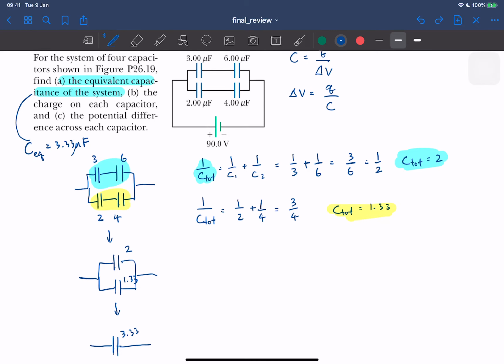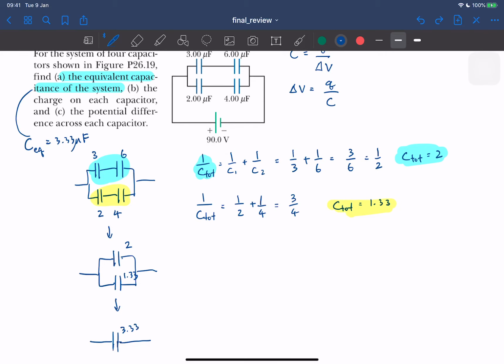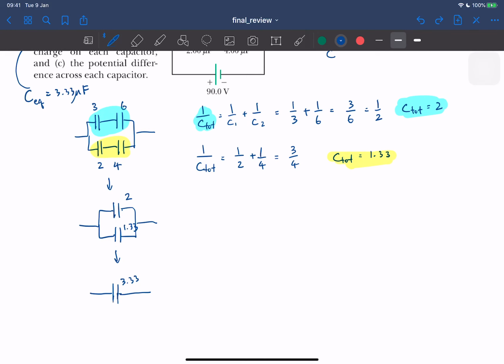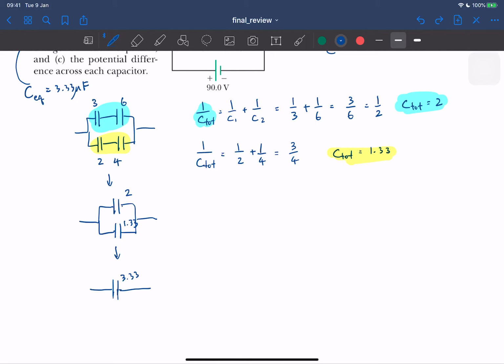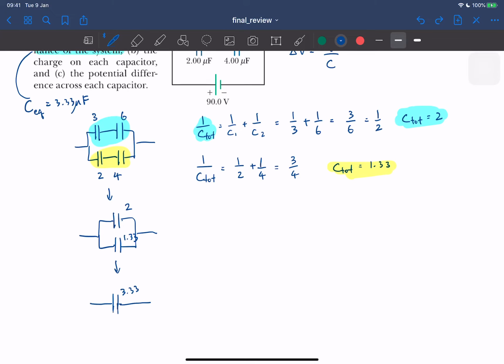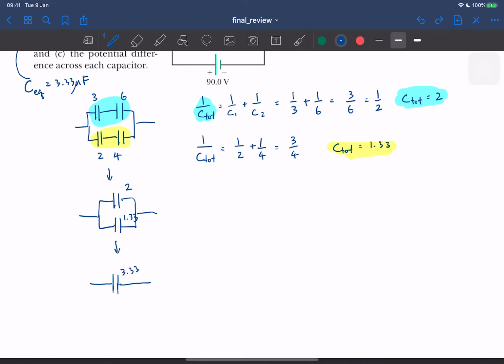Okay, cool. So that's A, right? And then for B, find the charge on each capacitor. Well, this one is easier if you work backward, because once you know the equivalent capacitance, you can calculate the total charge on each capacitor. But I think it's easier if we start here, because that's more convenient if we don't do the last step.